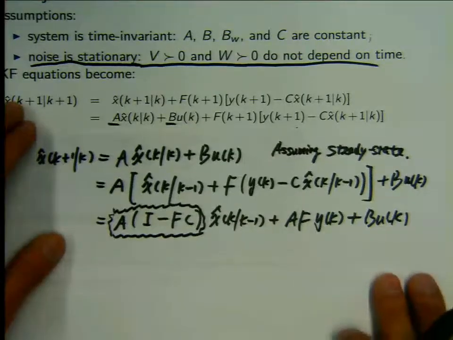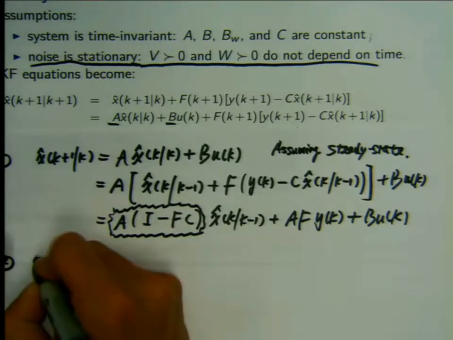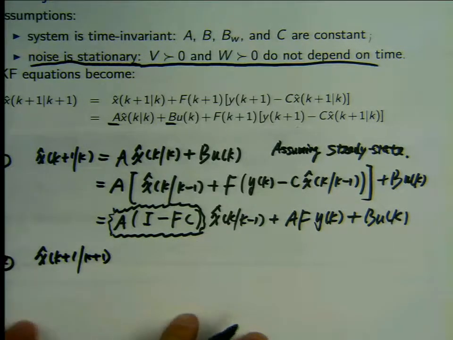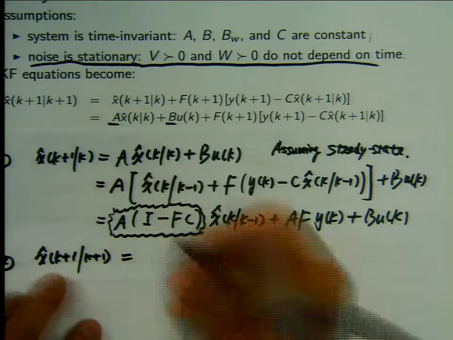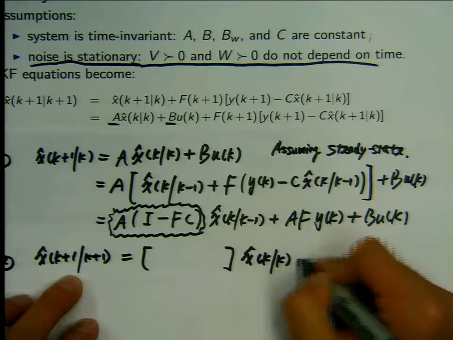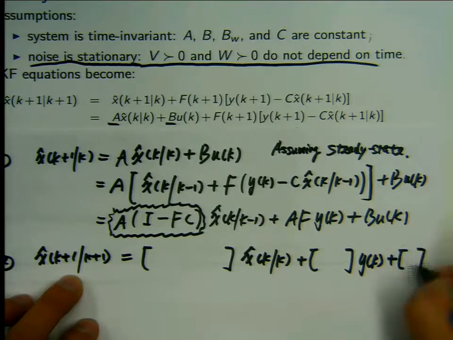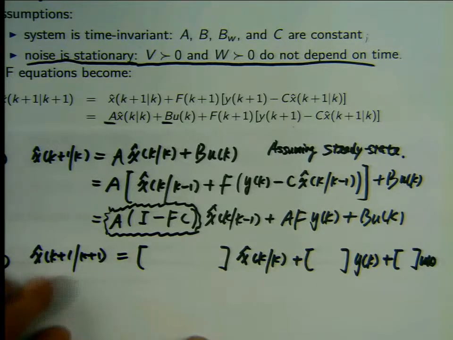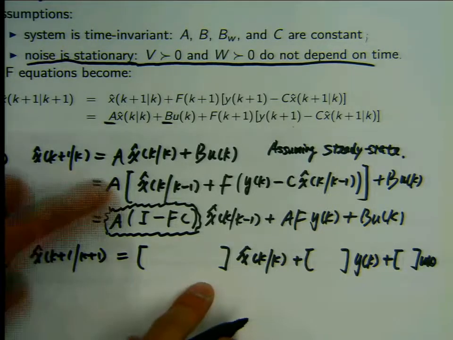Let me start here. Alternatively, I'm going to start discussing an equivalent statement. The result is going to be equivalent. Alternatively, I can express this kind of dynamics into this form: X hat k given k plus something related to yk plus something related to uk. I can also do this, and the steps to achieve this are exactly the same as this step.